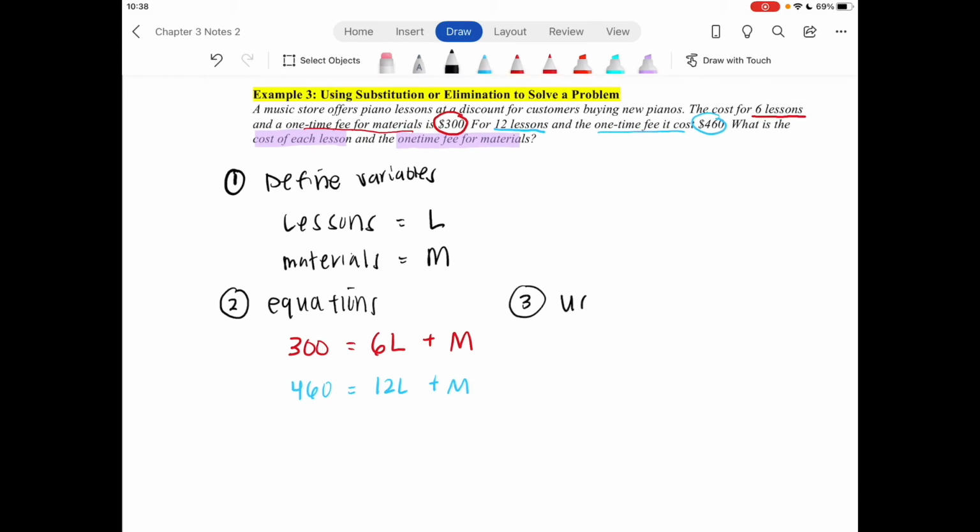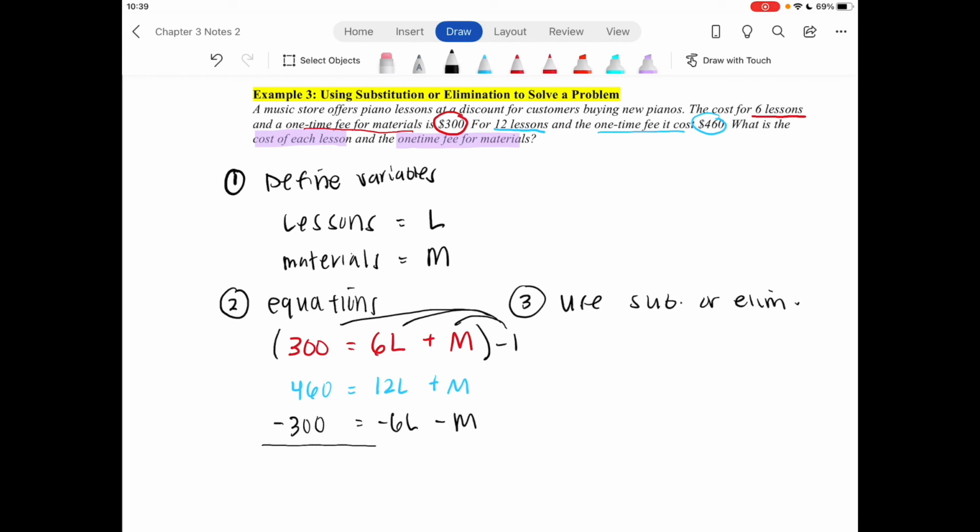Step number 3, we're going to use substitution, or we can use elimination to solve the problem. Doesn't matter. In this case, since the variables are already lined up, elimination might be a little bit faster. We can multiply the top equation by a -1, make sure we distribute, and we would end up with -300 is equal to -6L minus M. Now we can add that to our second equation, and our M's cancel out since they have opposite coefficients. That leaves us with 160 equals 6L.